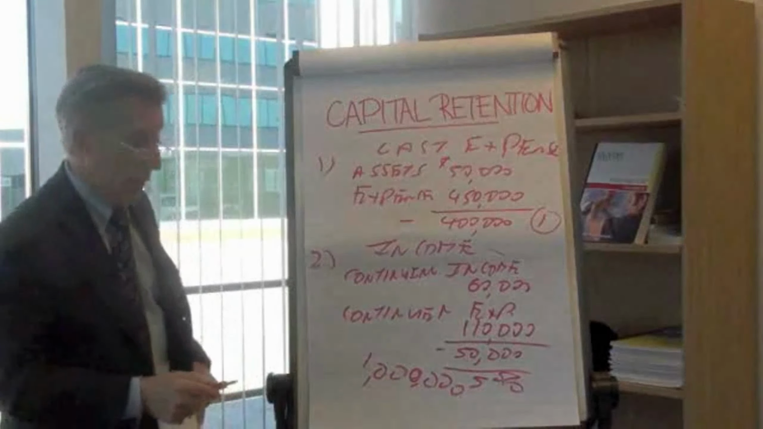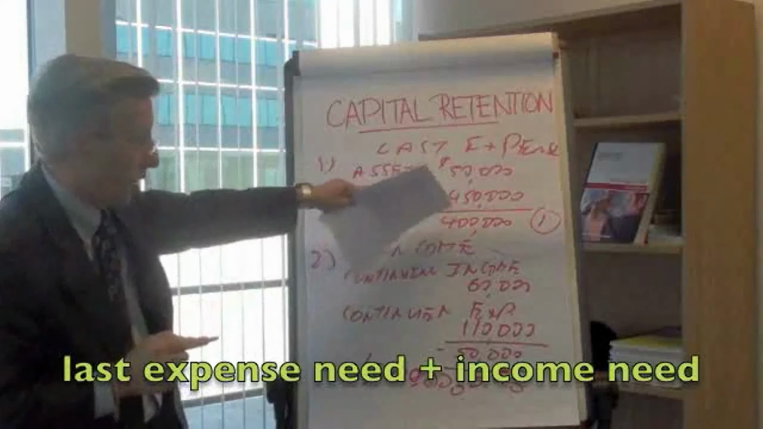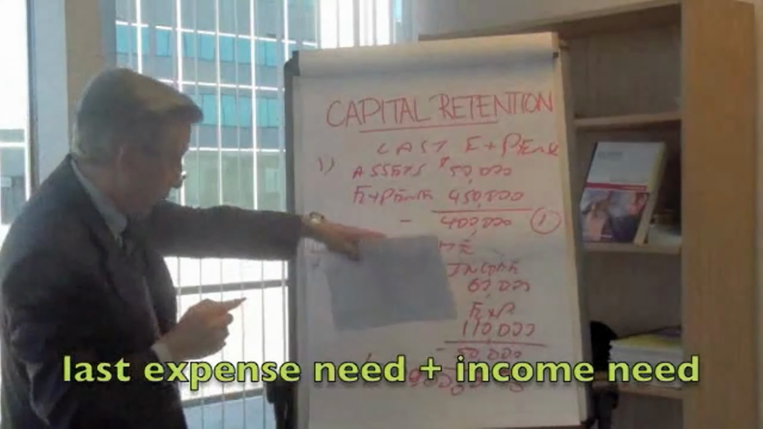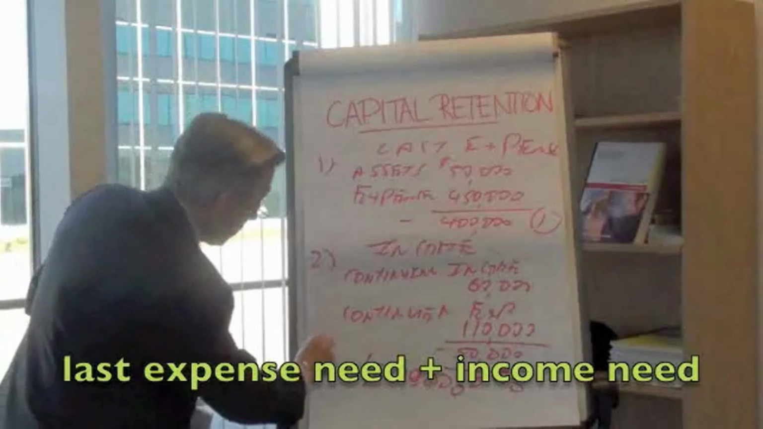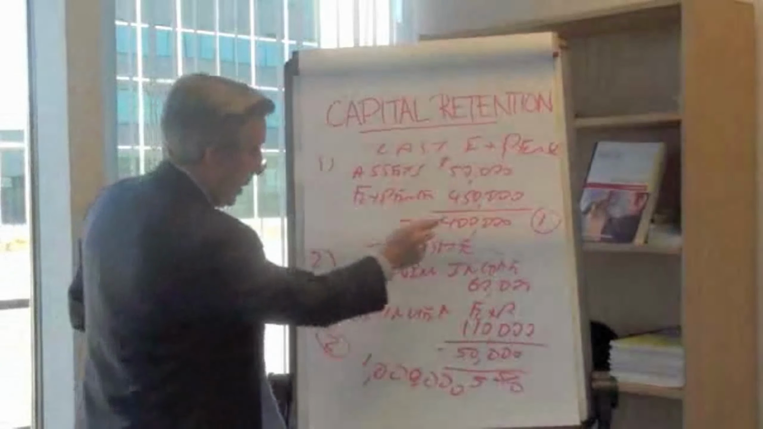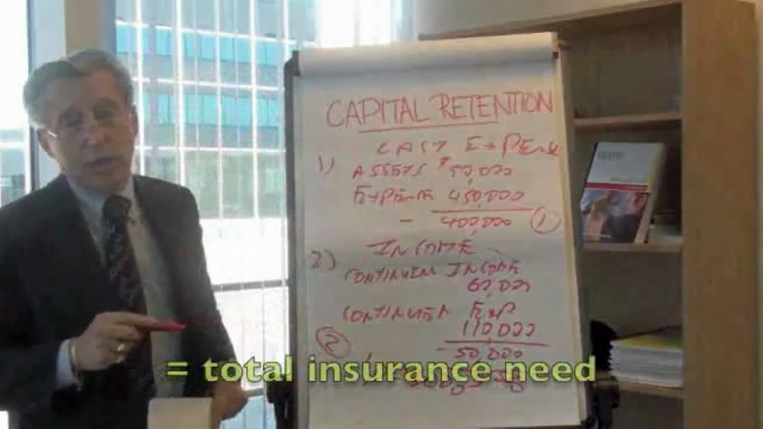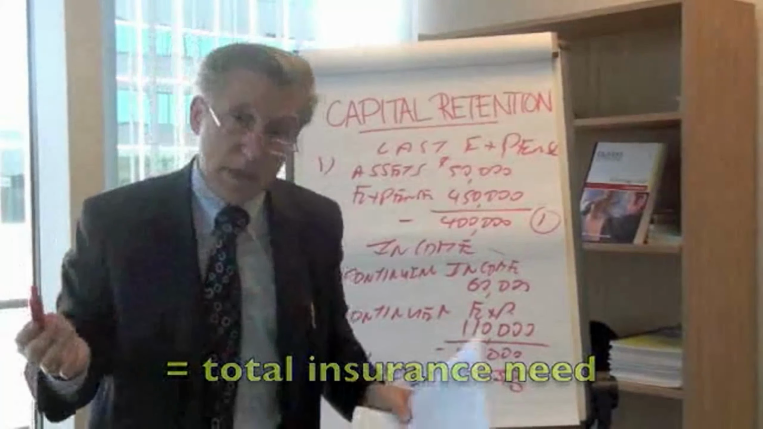we need $1 million worth of insurance, okay, in order to take care of that situation. So insurance need number one, last expenses, we needed $400,000. Insurance need number two happens to be the continuing income. So number two is $1 million. So it's $1 million plus the $400,000. What your client now needs is $1,400,000 worth of insurance. And that's basically what it is.